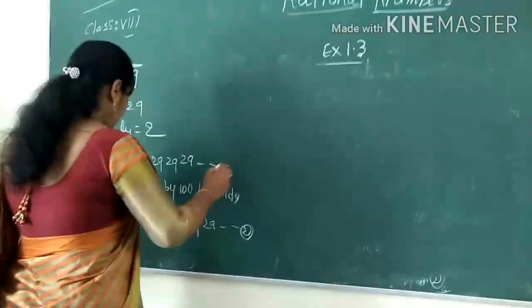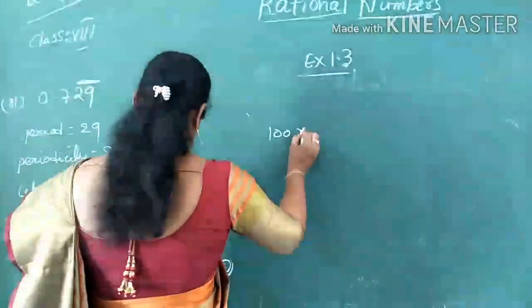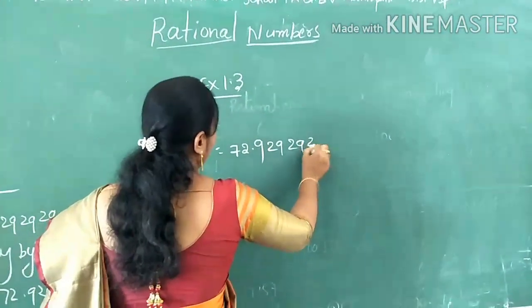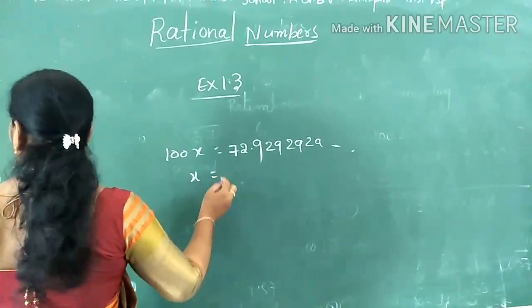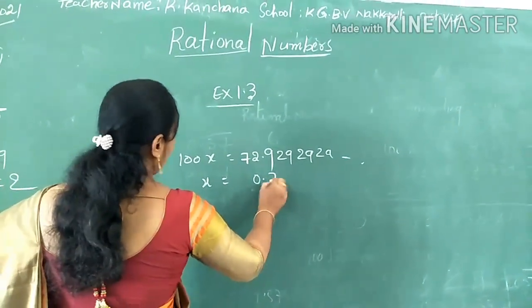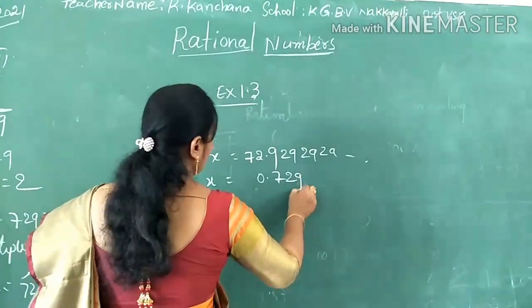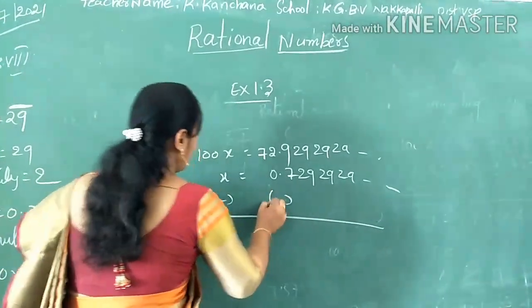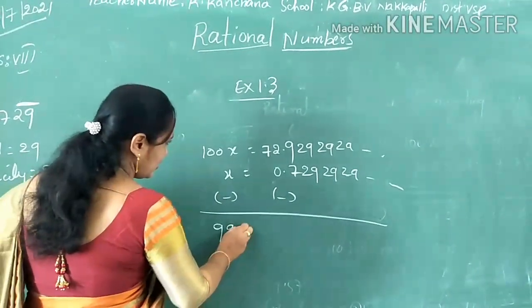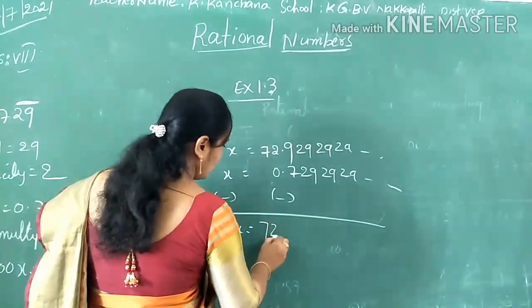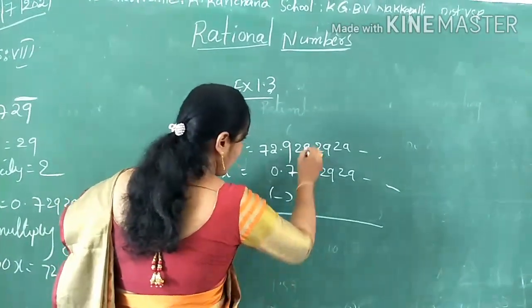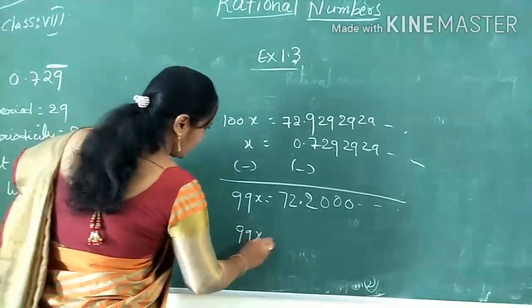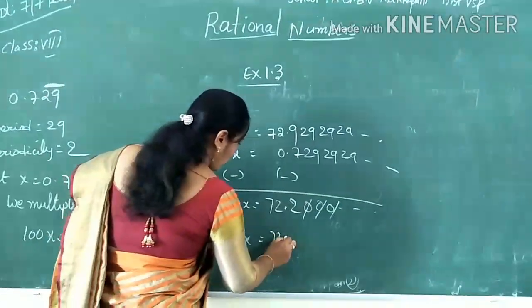Okay, students, this second one: 100x equals 72.9292929... The first one is x equals 0.7292929... Now we subtract: 100x minus x is 99x. Then 72 minus 0.7 is 72.2, and the remaining digits are all 0s. So 99x equals 72.2.